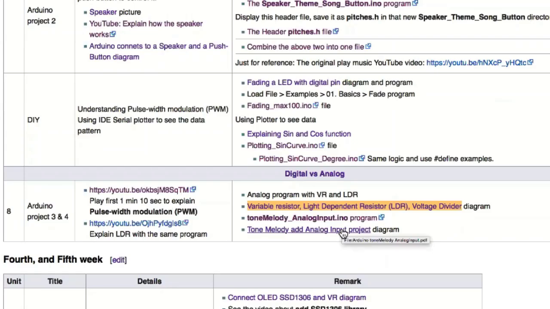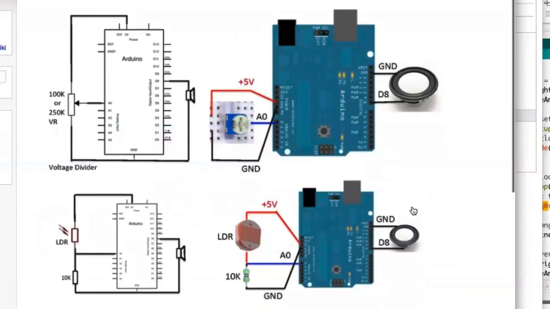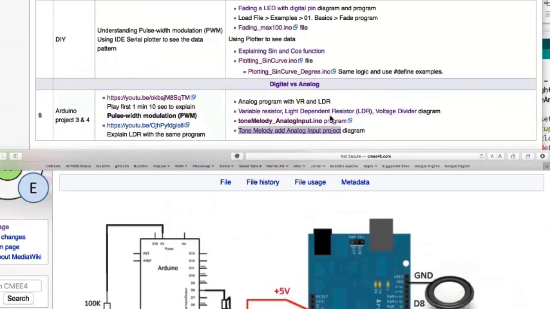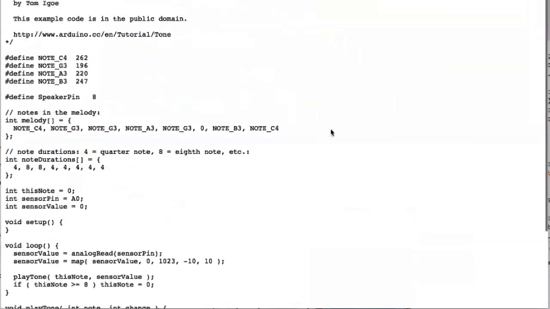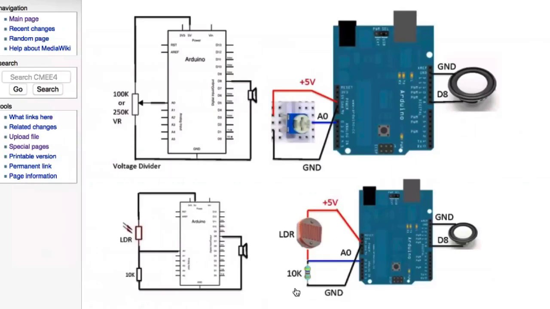Today we're going to build this. This is what we're going to build today. You have the speaker pointing to D8 and the ground. And on the other side, you're using this variable resistor, the B goes to the A0, and then the positive and negative. After you finish this one, you can upload this program into your Arduino, okay? Later on, we will do the same thing for this side, but let's do this one first, all right?